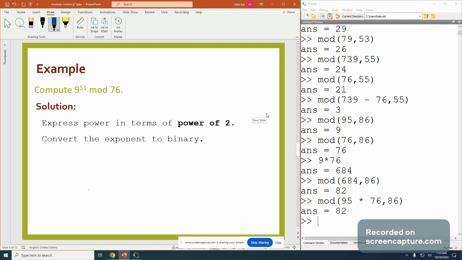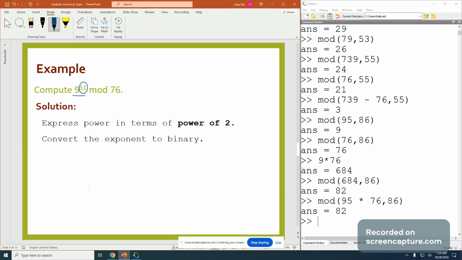For example, if we have 9 to the power of 51 mod 76, this is a very large number. If you do this directly in Octave, you just say 9 to the power of 51, mod of that 76. It's just going to give you a 0 because it's a very large number and 0 is not the correct value for the remainder. So how do we deal with this? We are going to express this large power 51 and break it down into smaller powers till we get to the correct power. So we are going to break it down into powers of 2.